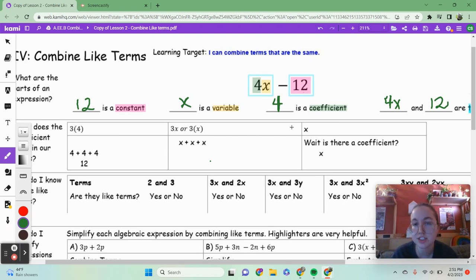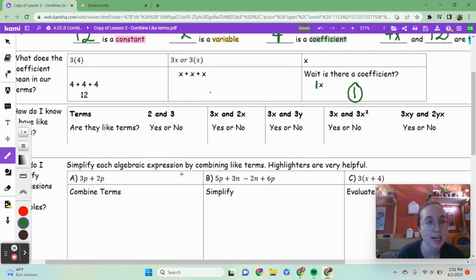Here, if I just have a single x, is there a coefficient? Well, coefficients tell us how much of something we have. How many x's do we have here? We have 1x. So our coefficient is 1. It's hidden. We don't need to write it there. But it is important to know that we have 1x there.